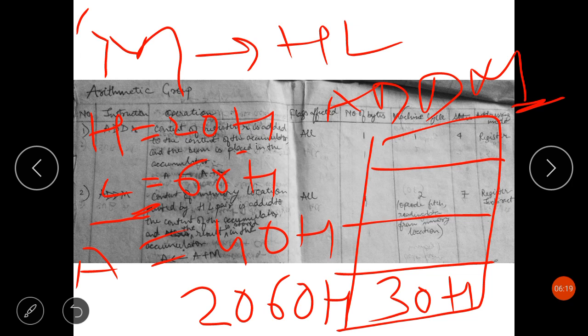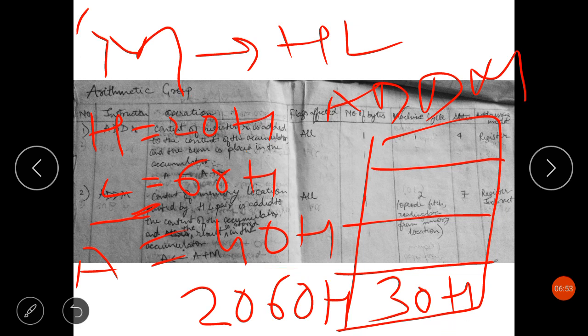So all total, what is it? 2060H. The memory location whose address is 2060H, called memory location M, its content will get added to the accumulator and the result will get stored in the accumulator. After execution of this instruction, what will be the answer? 40 plus 30H is 70H, which will get stored in the accumulator.